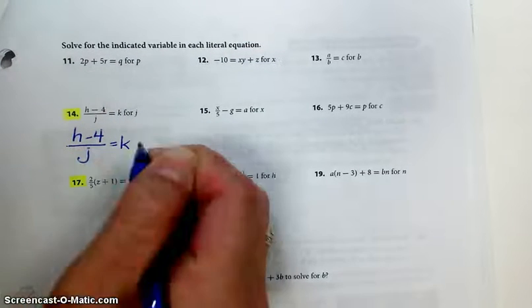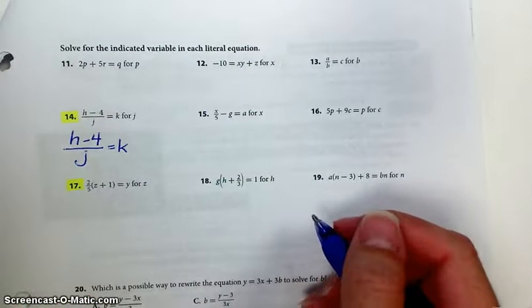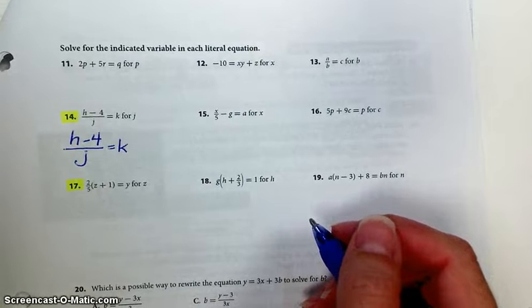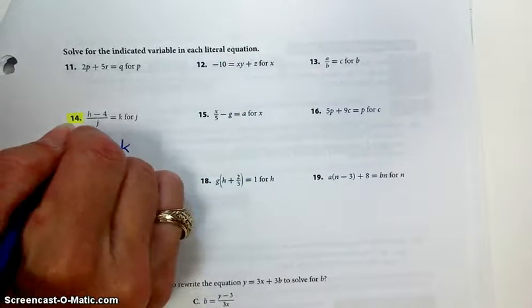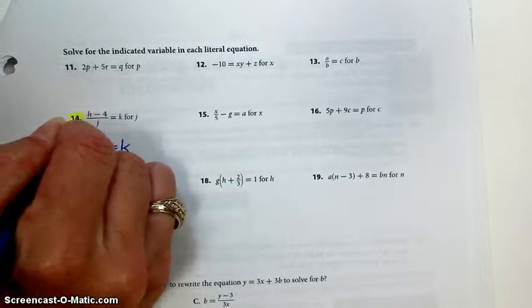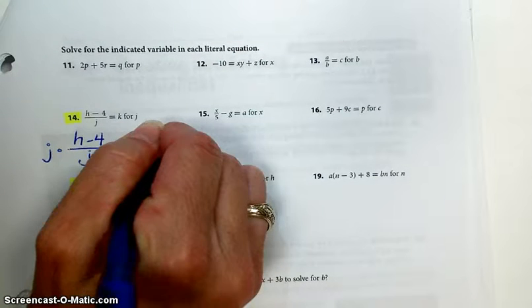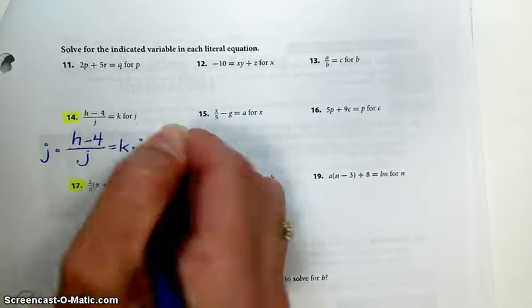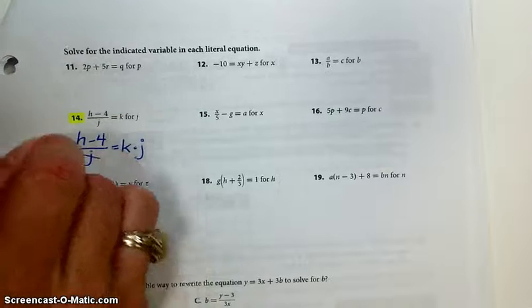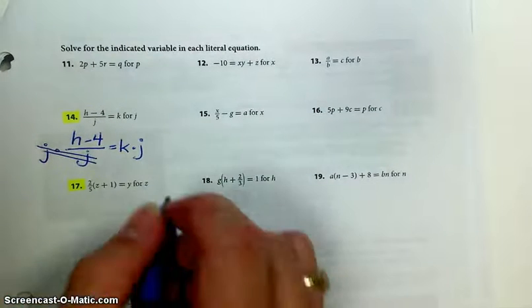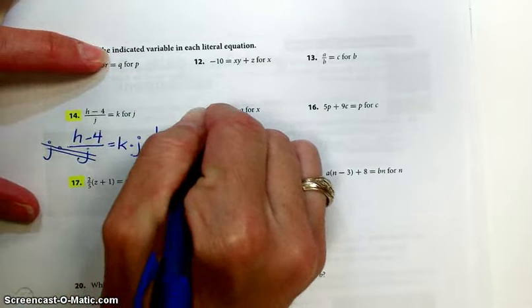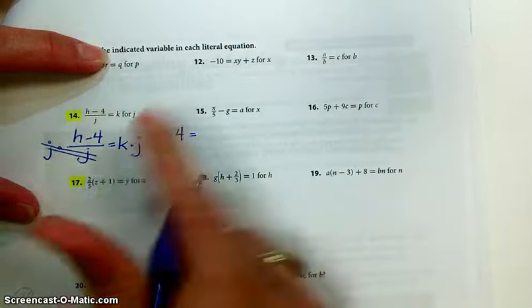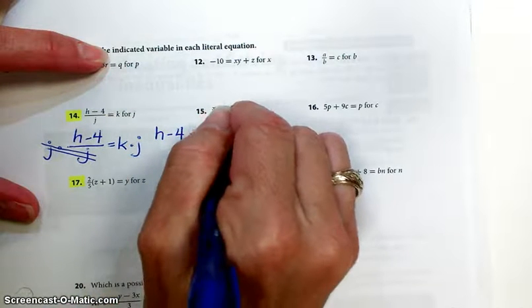All right. And I want to solve for j. So I want, when I'm done, for the equation to say j equals something. So the first thing I'm going to do is multiply both sides by j, because currently j is in the denominator. All right, doing that, we'll get rid of it on the left-hand side. And that means I've got h minus 4 equals k times j. So I'm just going to write it kj.